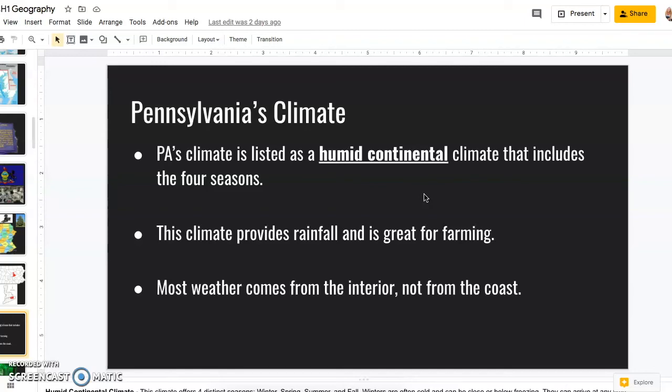On average, Pennsylvania experiences 7 tornadoes a year. And once again, they mostly come from the western and southern parts. So a lot of it comes from the interior.